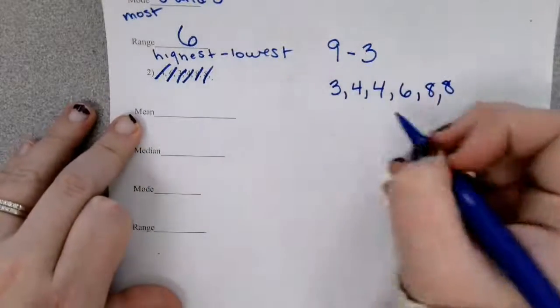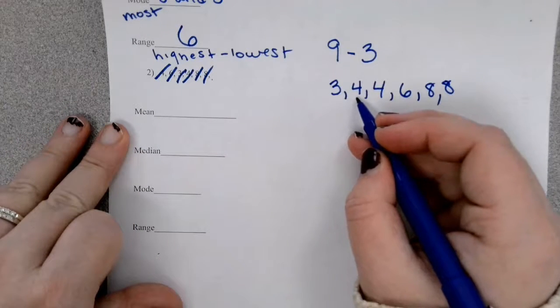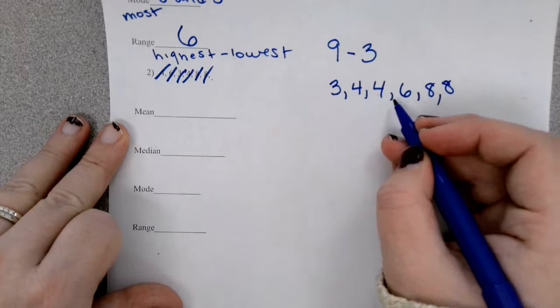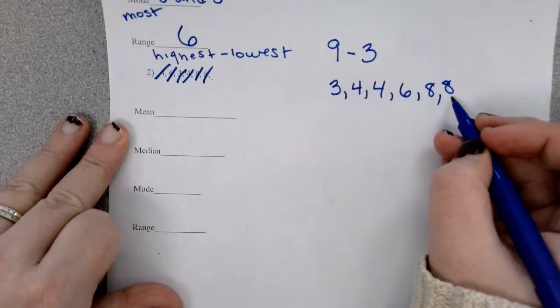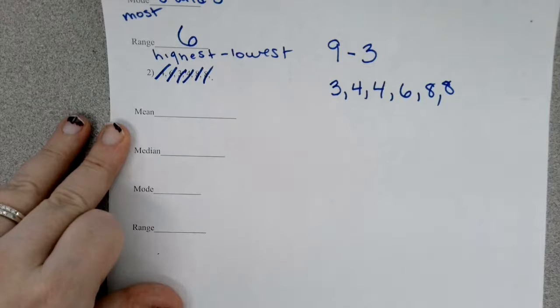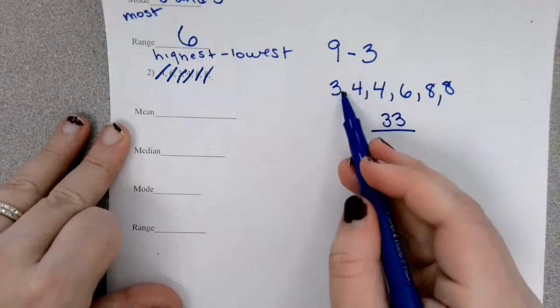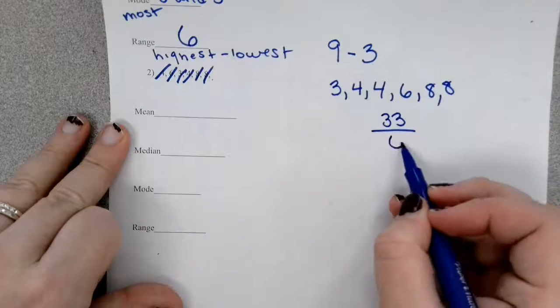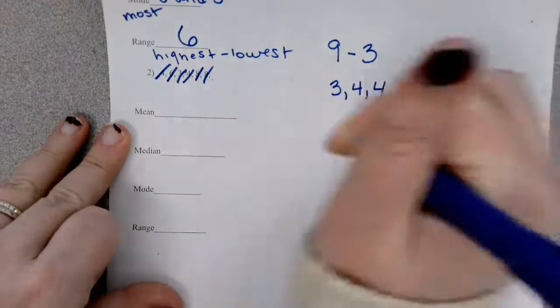Now my mean, we add them all up and divide by the total number. So 3 plus 4 is 7, plus 4 is 11, plus 6 is 17, 25, 33. Now let me just double check with my calculator. Yep, so I have total 33. And then the total number, 1, 2, 3, 4, 5, 6, I divide by 6. And it's okay to get a fraction, and here I got 5.5 as my mean.